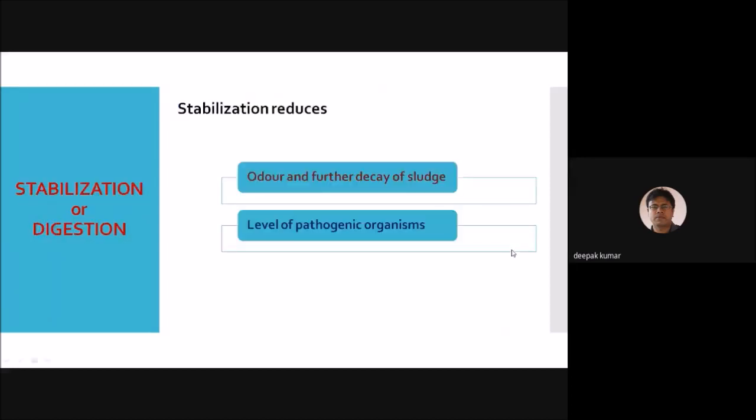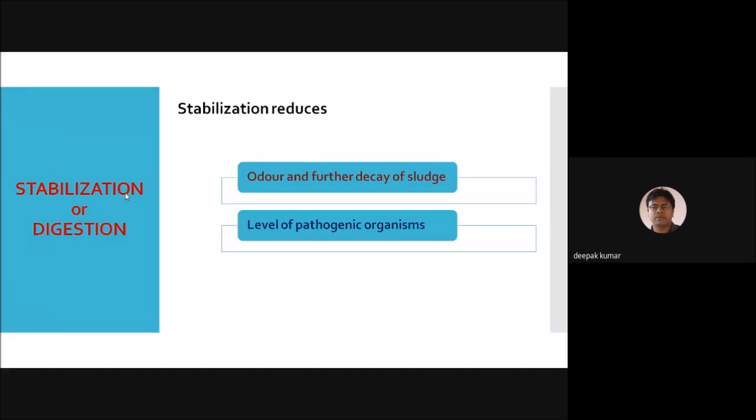Okay, now we will talk about stabilization. After conditioning, when we have removed some water from the sludge, the process of stabilization is adopted. Why is the process of stabilization important? Because stabilization can reduce the odor which is present in the sludge, and it also reduces the further decay of the sludge.